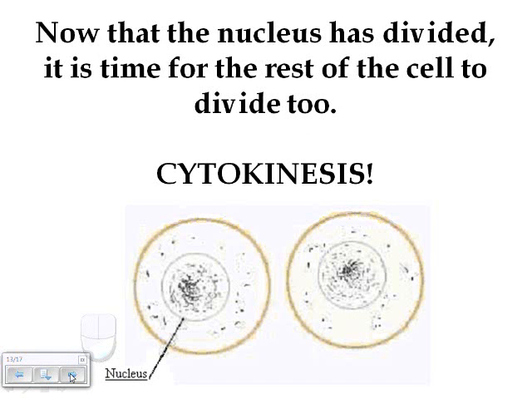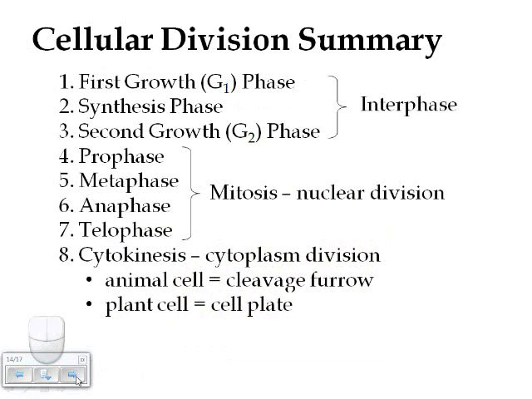Now that we have two separate nuclei, the cell will start to pinch in. It'll start to dimple in, until it dimples completely, and we have two separate cells. And in that case, cell division is complete after cytokinesis.